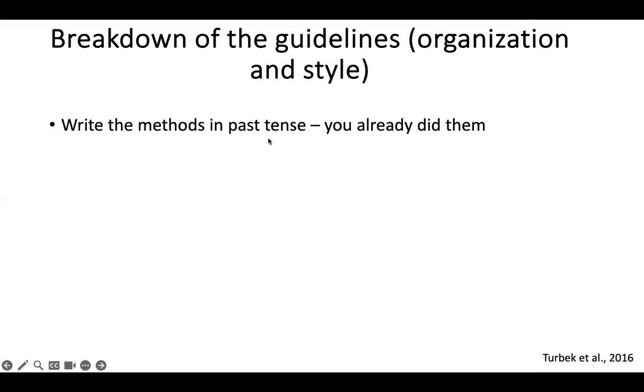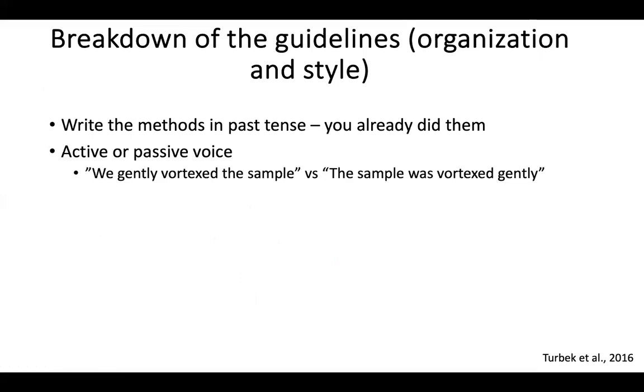let's talk here about organization and style of the methods section. So first, the methods section should be written in the past tense. You already did your methods, therefore this is going to be a past tense thing. In the methods section, you can use either active or passive voice. In general, we suggest using active voice in the sciences, but we can use the passive voice here. So again, active voice is when the object is performing an action. Passive is when an action is being performed on the object.